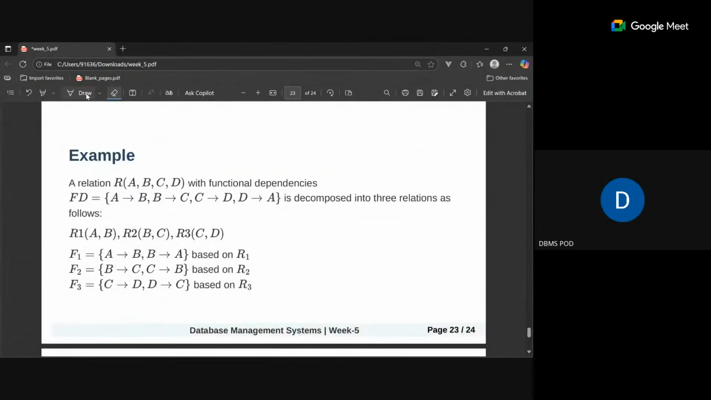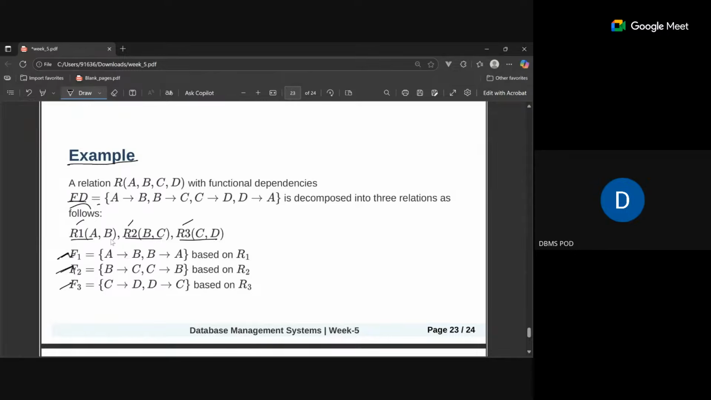And as an example, we'll take this one, a functional dependency set with A determines B, B determines C, C determines D, and D determines C. There are 3 dependencies here, which has been decomposed into R1, R2 and R3. For these R1, R2, R3, there are functional dependencies which need to be calculated.